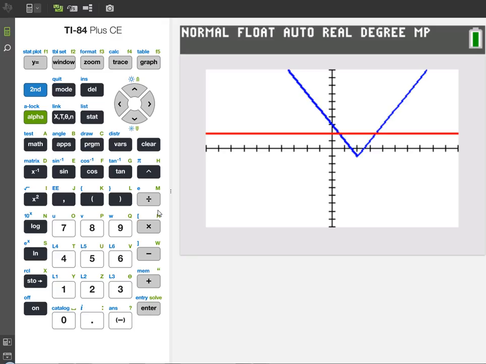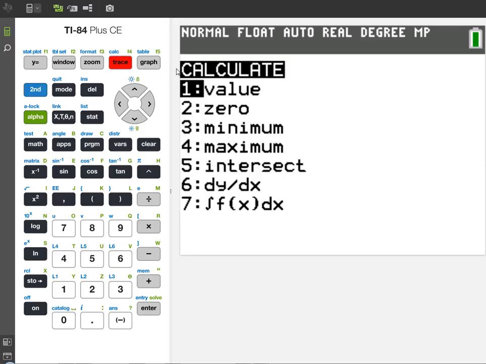Okay, so the next step. How do we find the intersections? Really simple. Whenever we want to do something on the calculator that involves a graph, we want to use the graph to extract some information. Remember, that's where we go second calc. Which one of those options do we probably want here? Intersect, good. So we want 5.